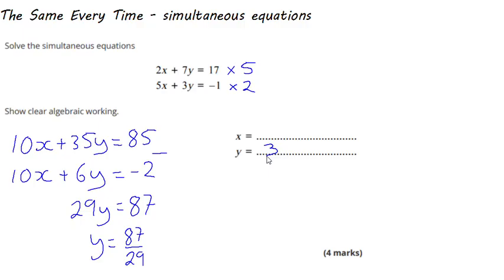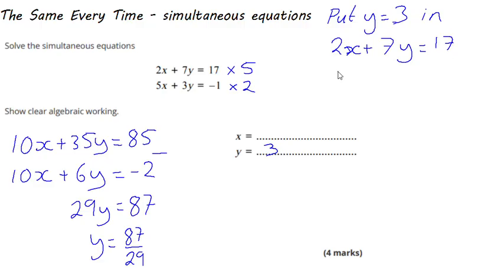So we've got y equals 3, and to get my value of x, what I need to do is to put y equals 3 into one of my equations. There's not much to choose between them. Perhaps I'll just go for the top one because it doesn't have a negative. So put y equals 3 into my top equation, 2x plus 7y equals 17. Everywhere I see y, I'm going to do 3 instead. 2x plus 7 times 3 equals 17. So 2x plus 21 equals 17.